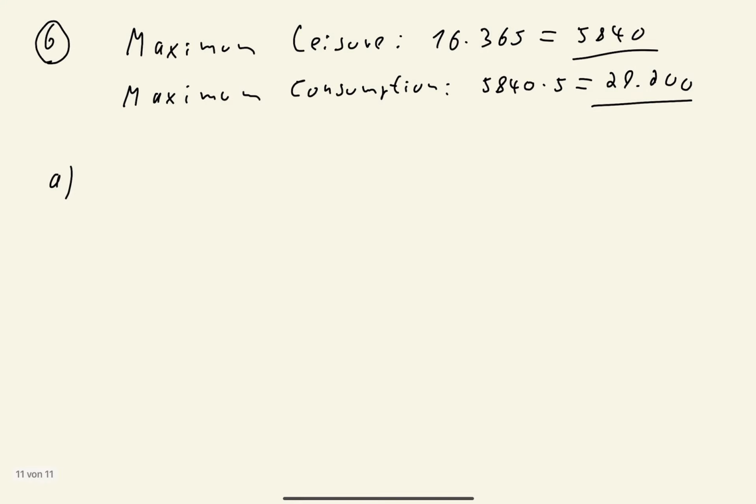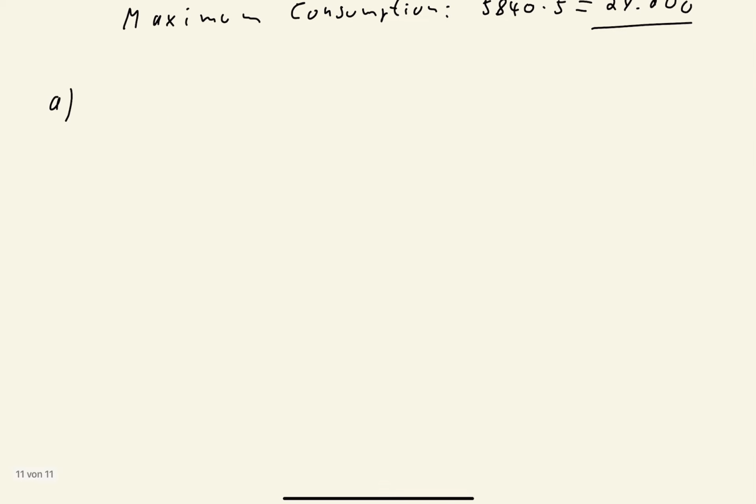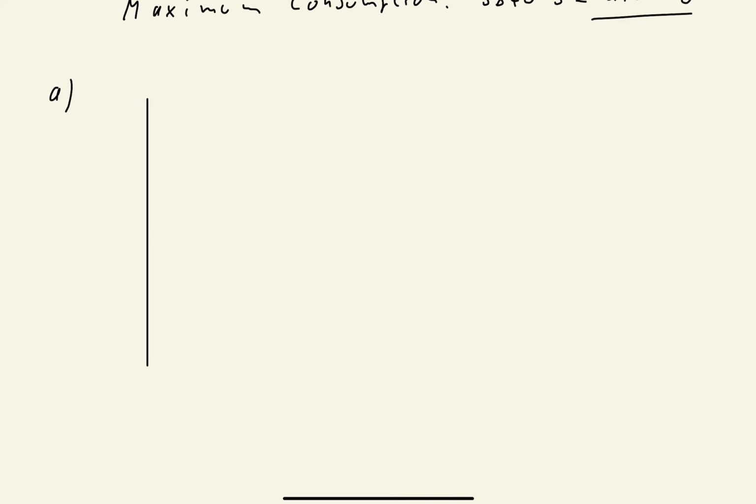So let's draw the coordinate system. We will put leisure on the x-axis and consumption on the y-axis.